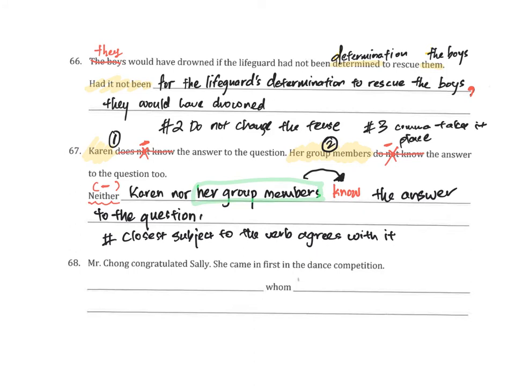All right, so there we go. We've got two answers to two questions, and we've already used those rules that we revised yesterday, right? We used rule number 2, we used rule number 3, we checked using rule number 1, which is that there's no change in the meanings, and then we also applied the rule for neither nor, which is the closest subject to the verb always agrees with it.